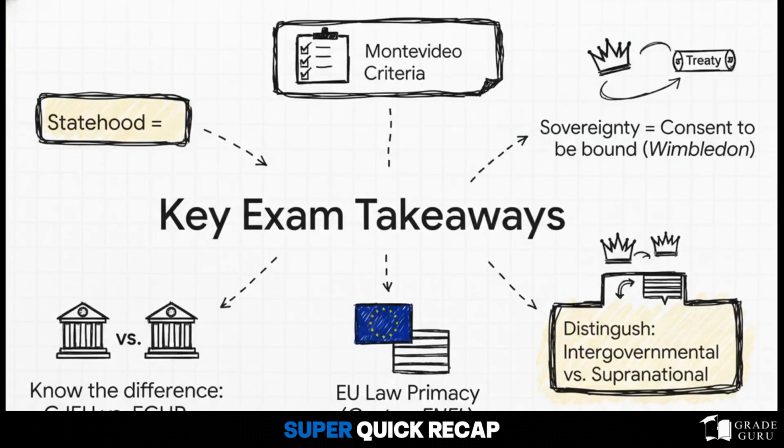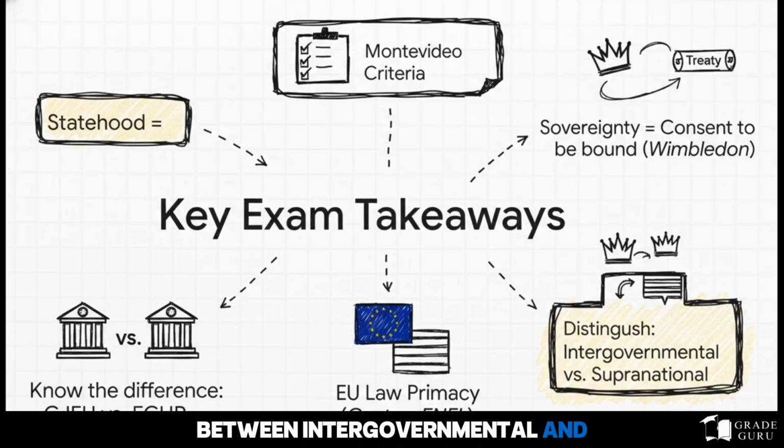Okay, let's do a super quick recap of the absolute essentials. 1. Statehood equals those 4 Montevideo criteria. 2. Sovereignty means you can consent to be bound by treaties. Remember the Wimbledon case? 3. Know the difference between intergovernmental and supranational. 4. EU law is supreme. Think Costa v. Enel. And 5. Do not mix up the CJEU and the ECHR.